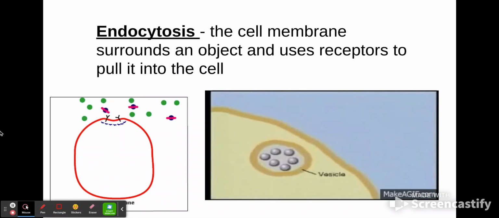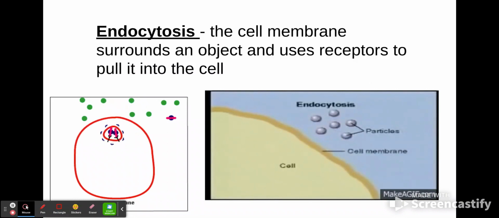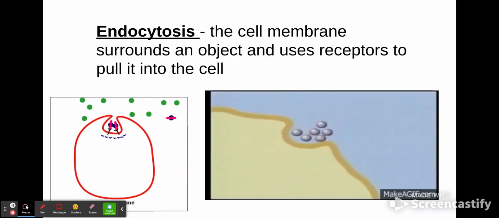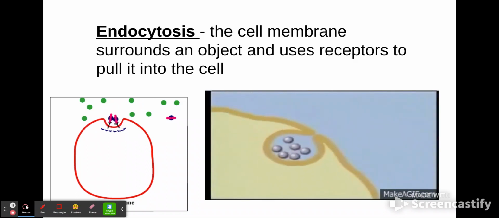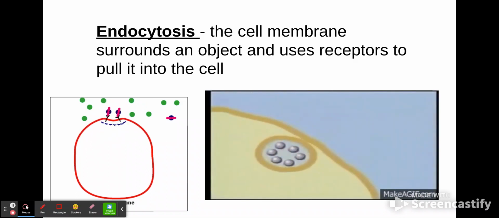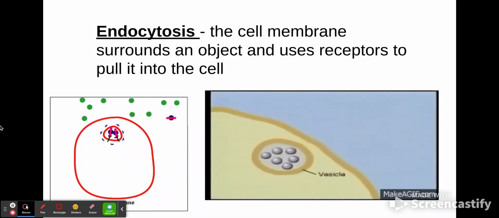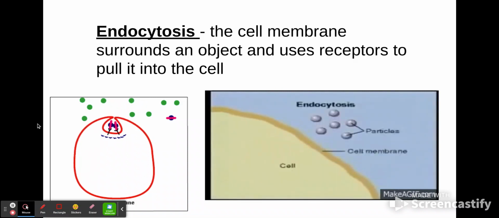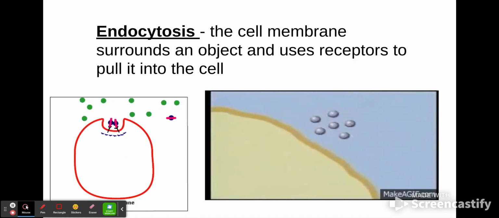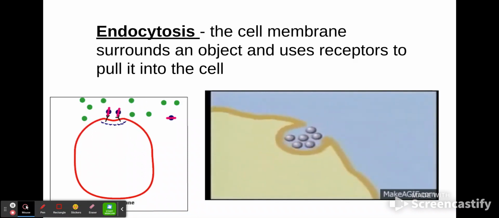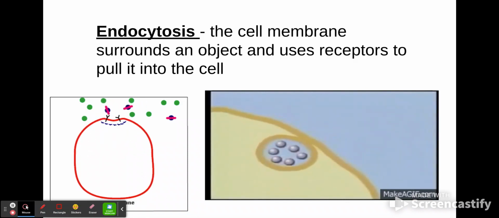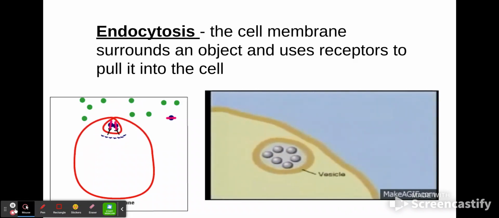So down below your chart, you have this word that you can write the definition for, endocytosis. Cell membrane surrounds an object. We don't really see the receptors in those videos. You can see them on the left-hand image there, the little Y-shaped receptors. But the cell membrane surrounds an object. It's got to be a big thing that can't fit through a channel. So a big thing, it's going to surround it and pull it into the cell.